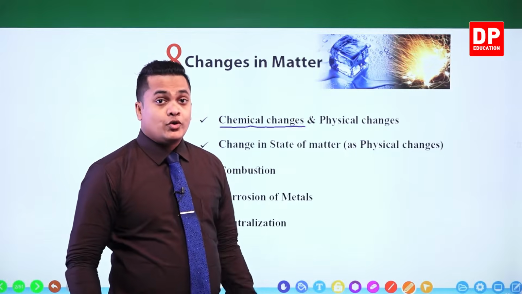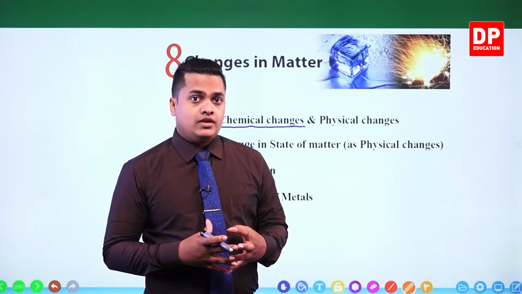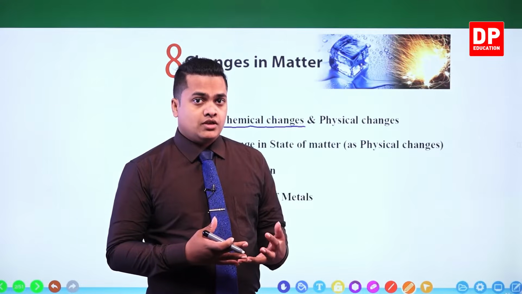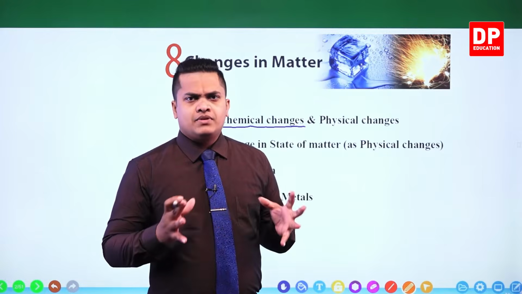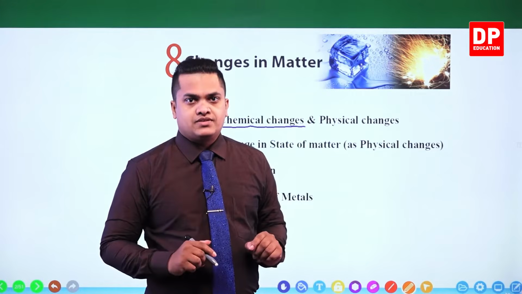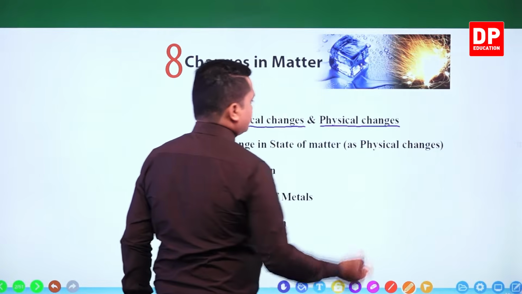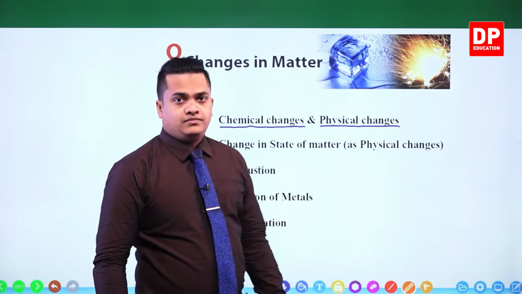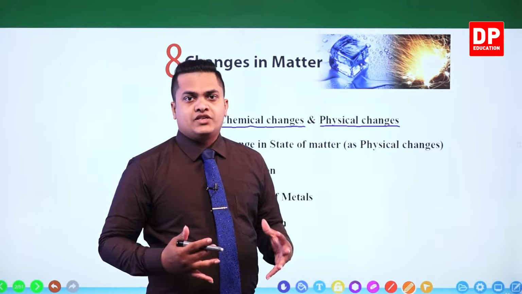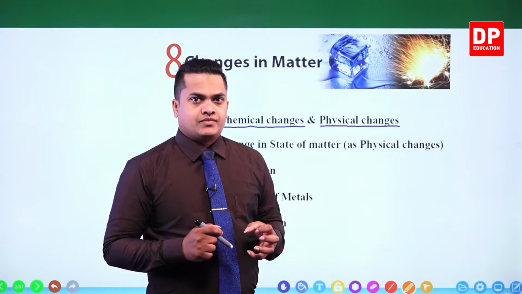We'll be discussing what we mean by a chemical change, how chemical changes occur, what happens during a chemical change, and several examples related to chemical changes with several experiments. Then we'll be discussing physical changes. What sort of a thing is called a physical change? How can we create a physical change in matter?